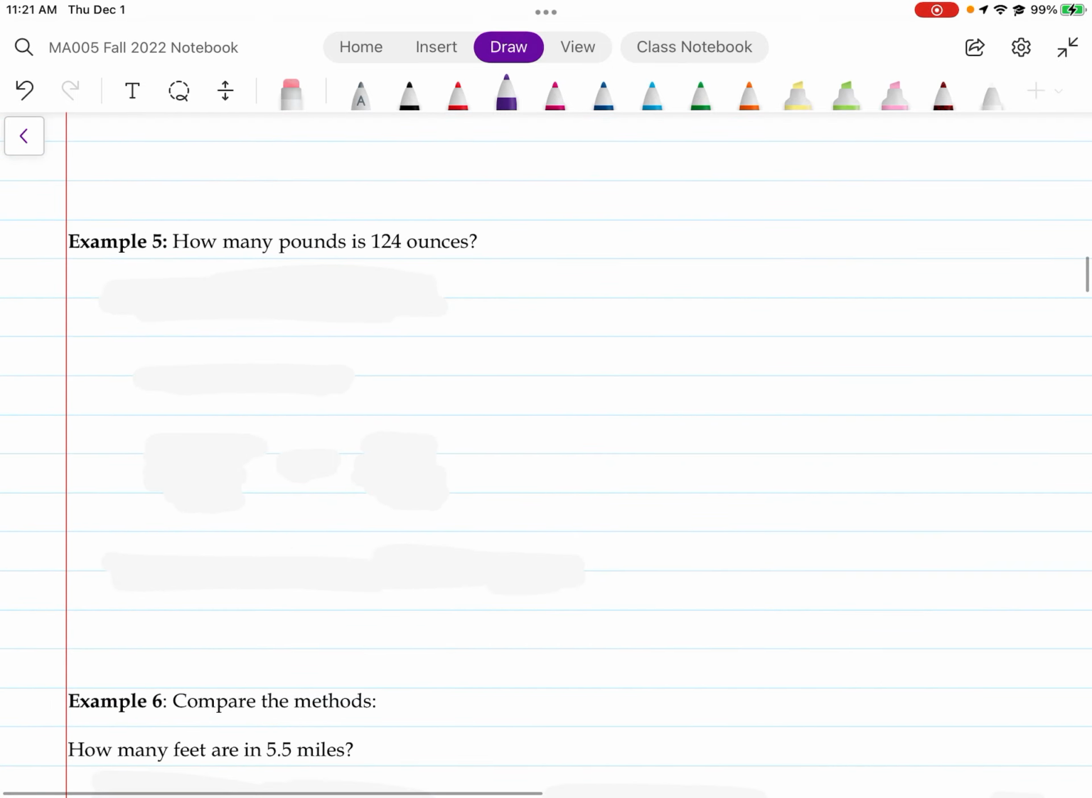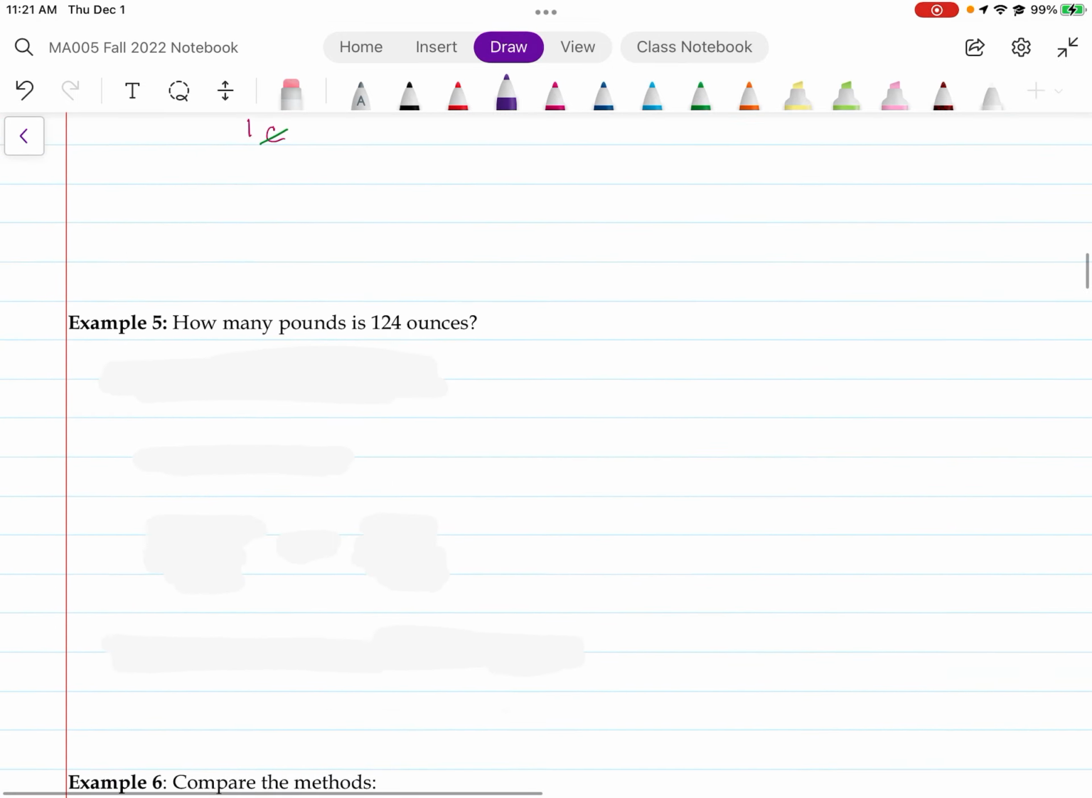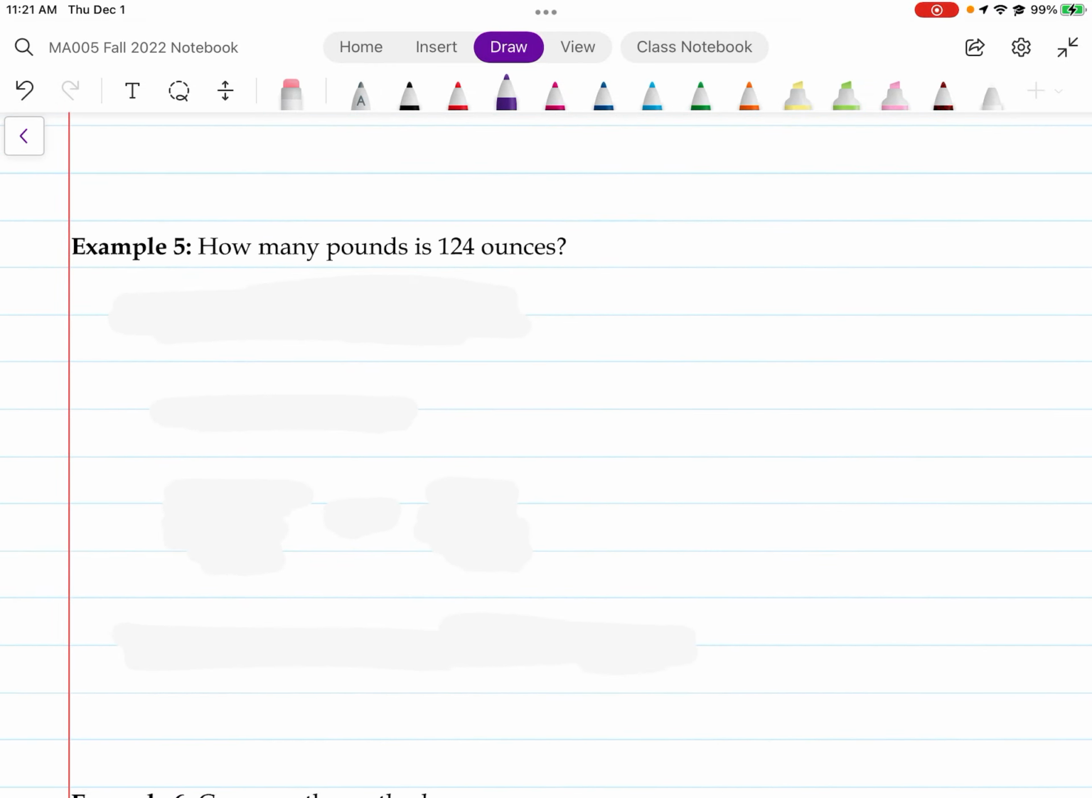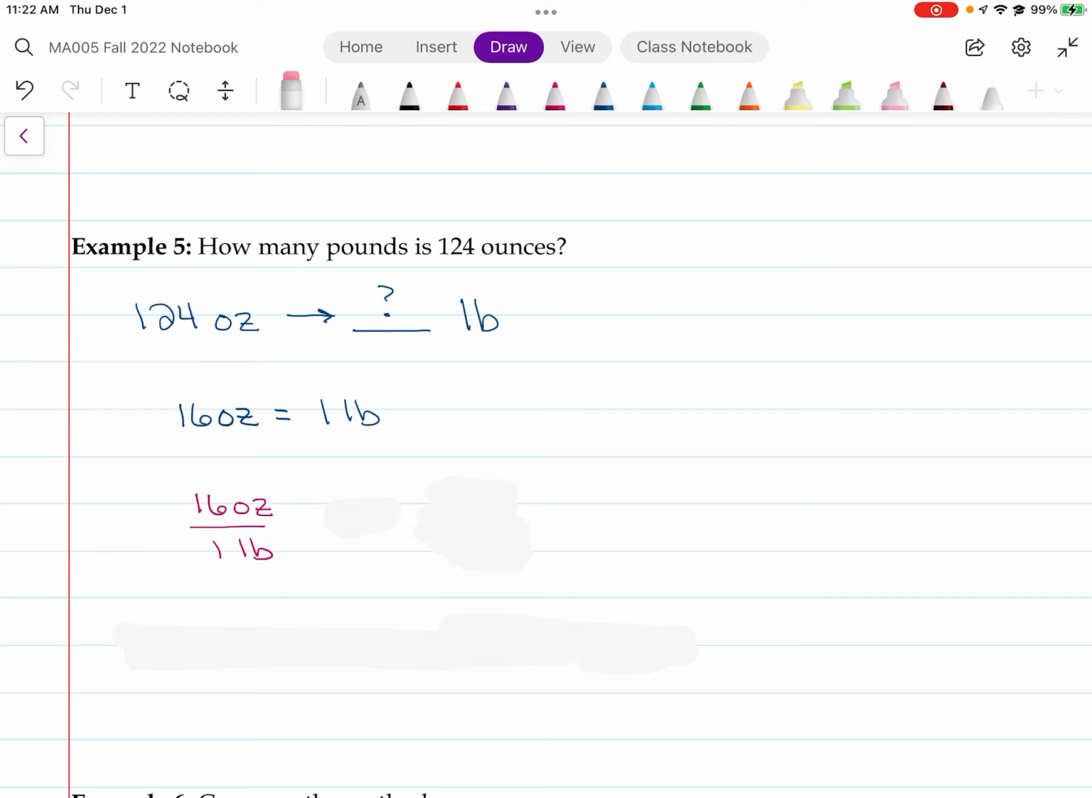Try this one. How many pounds is 124 ounces? All right, so first we're going to set it up. 124 ounces is converted to how many pounds? So we're going from ounces to pounds. Now we need to look up the conversion between ounces and pounds. You may know that 16 ounces equals 1 pound. So we're going to set up our two conversion factors: 16 ounces per pound, or 1 pound per 16 ounces.